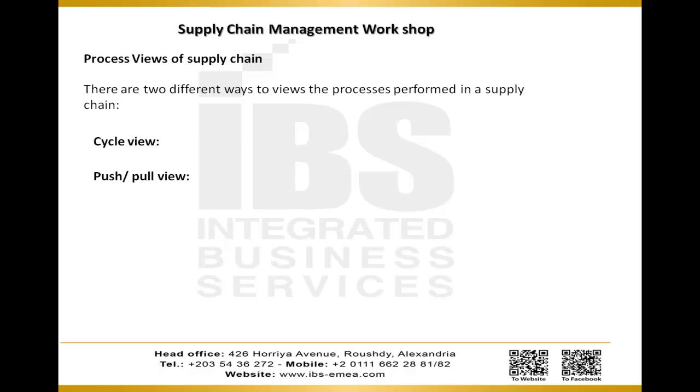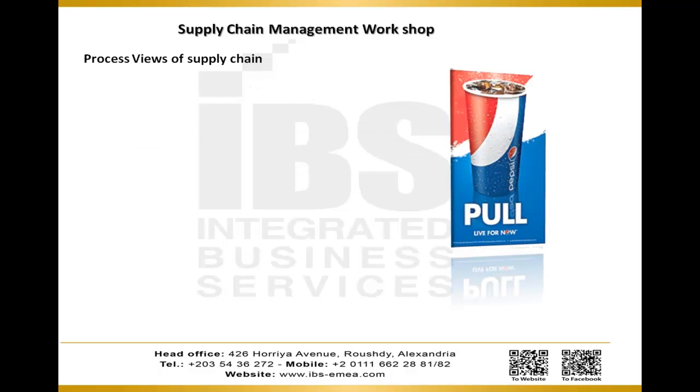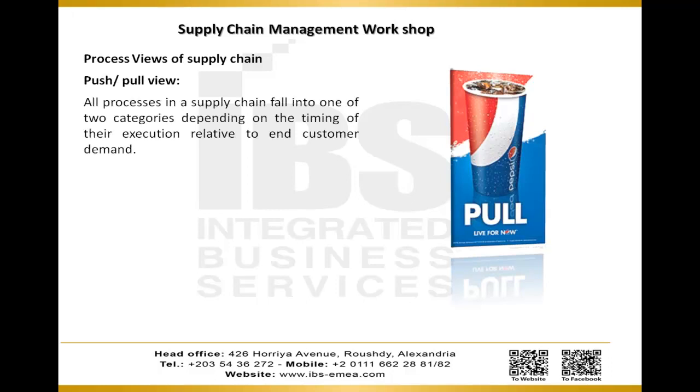First, the cycle view. The processes in a supply chain are divided into a series of cycles, each performed at the interface between two successive stages of a supply chain, as illustrated in the figure shown. The push-pull view divides the processes in a supply chain into two categories, depending on whether they are executed in response to a customer order or in anticipation of customer orders. All processes in a supply chain fall into one of the two categories, depending on the timing of their execution relative to end-user demand.